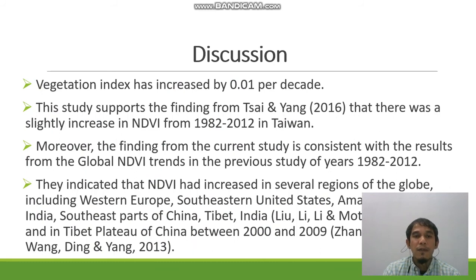For the discussion, the vegetation index had increased by 0.01 per decade. This study supports the finding from Tsai and Young 2016 that there was a slight increase in NDVI from 1982 to 2012 in Taiwan. Moreover, the finding from the current study is consistent with the results from the global NDVI trend in previous studies. They indicate that NDVI had increased in several regions of the globe, for example Western Europe, the Southern United States, Amazonia, and also China.